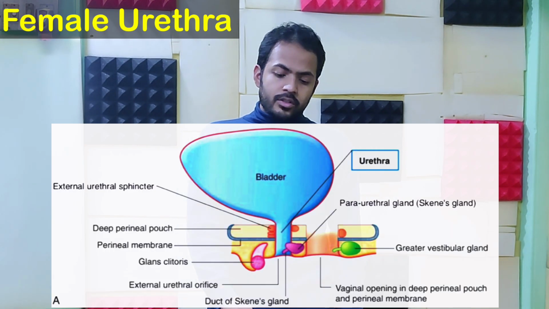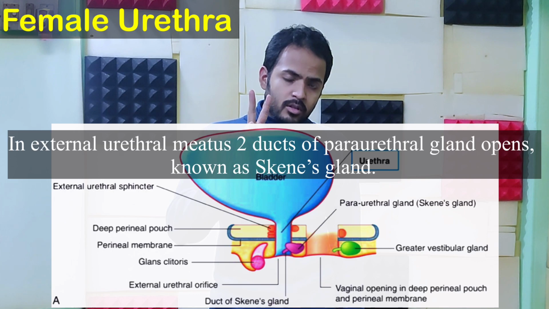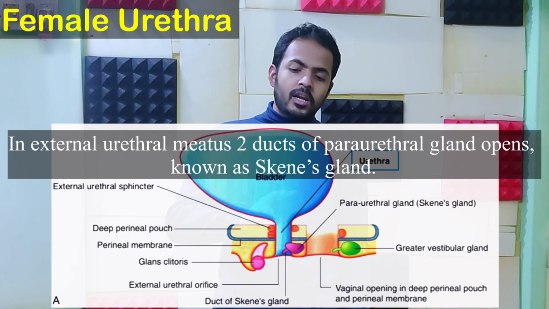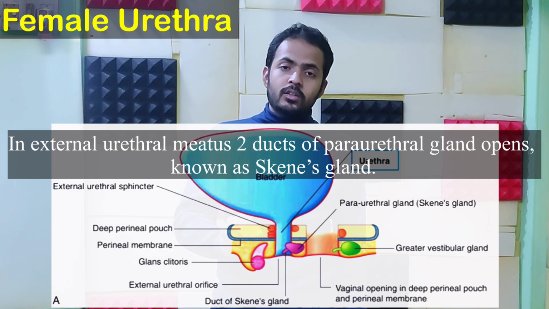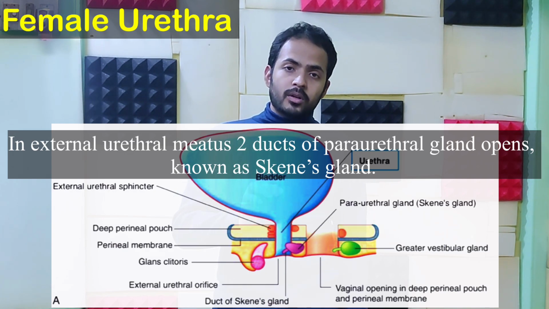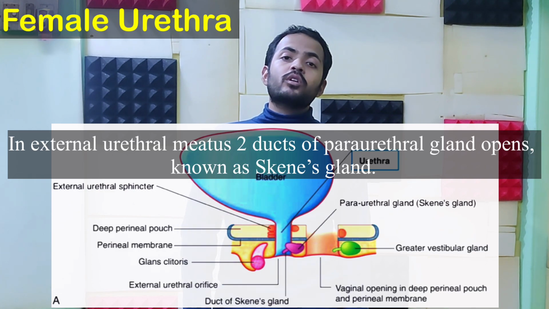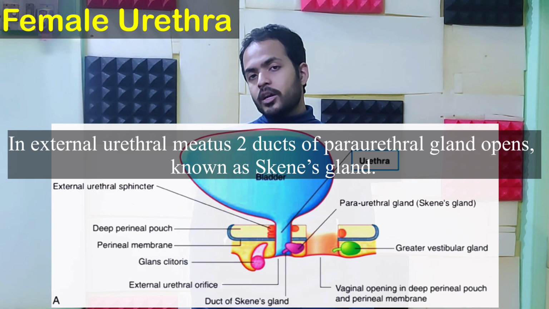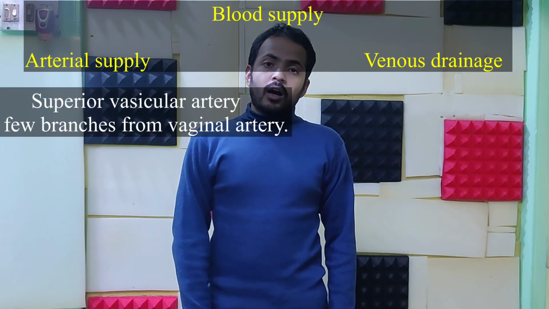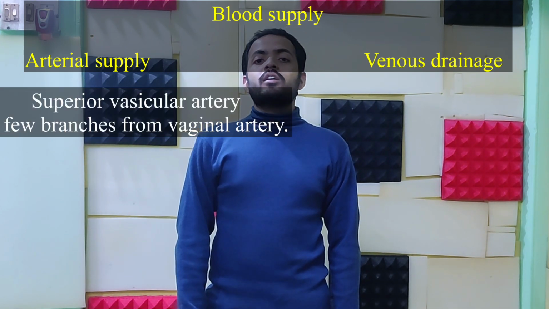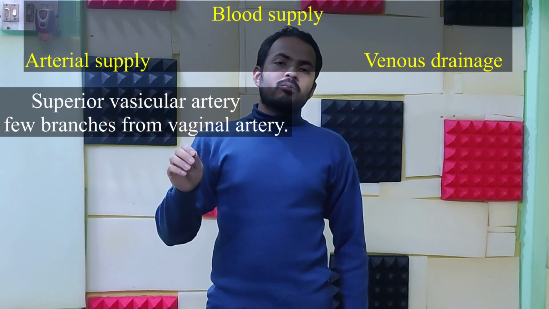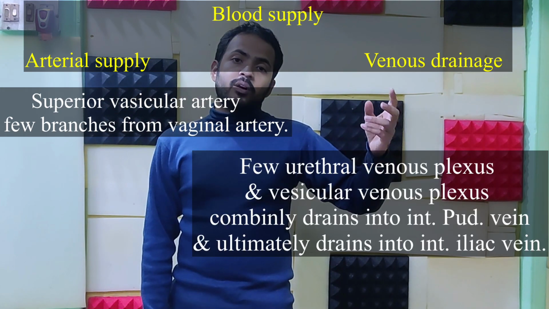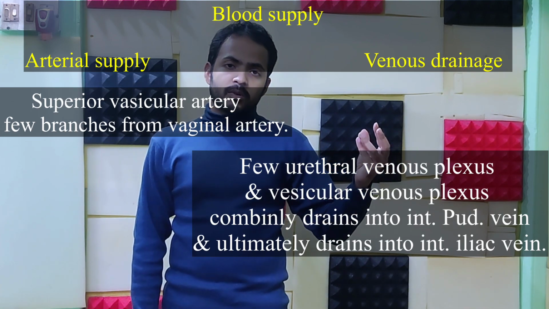Also, as you can see in this photo, 2 minor, very small paraurethral glands, or the ducts of the paraurethral glands, open into this external urethral meatus in female, and these 2 glands are also known as Skene's glands. Now in female, for the arterial supply you will get the superior vesical artery and a few branches from the vaginal artery.